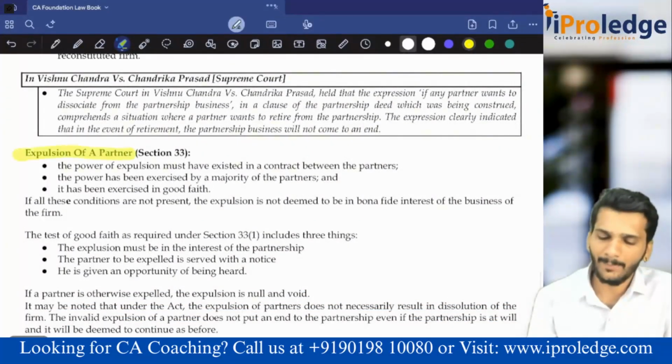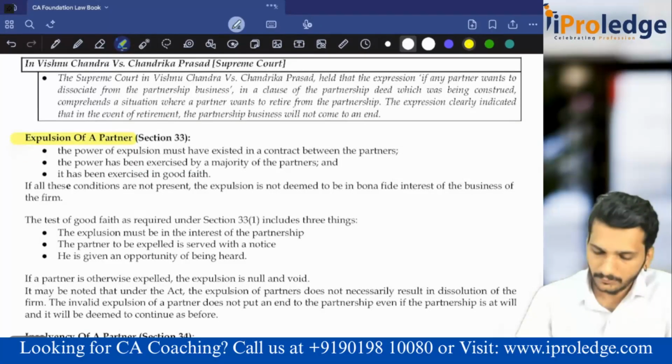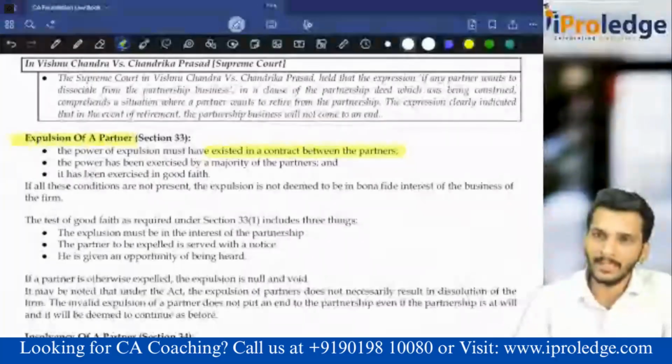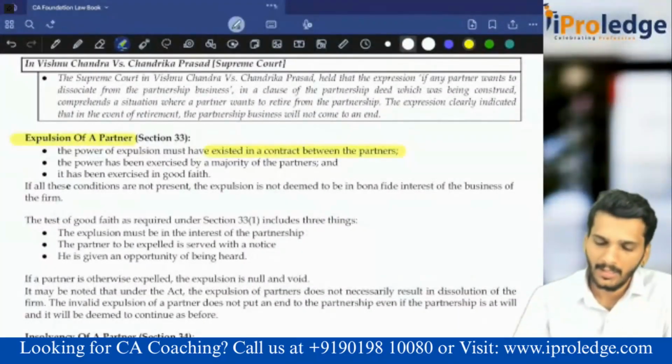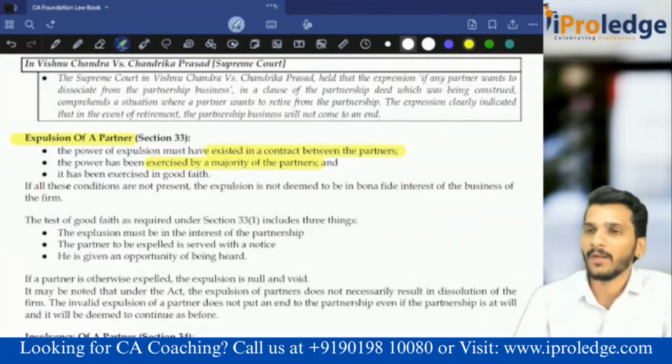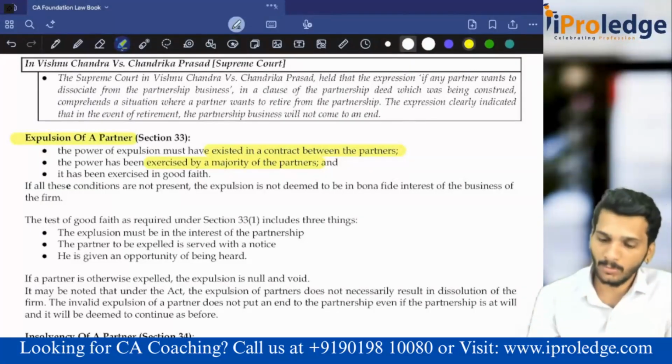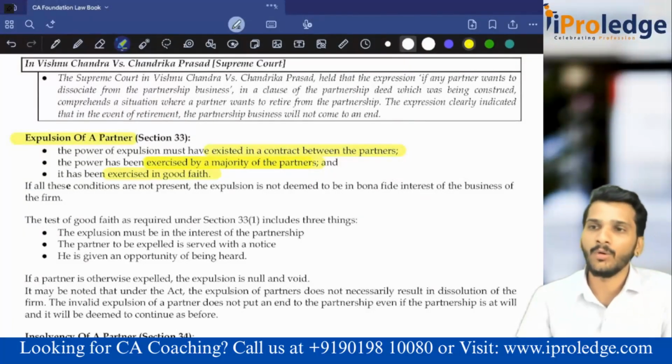Whenever you want to expel a partner, the expulsion should be provided for in the contract between the partners. That means it should be there in the partnership deed, if there is a partnership deed, and it has to be exercised by the majority of the partners. If you see here, removal and admission have to be by all the partners, but expulsion should be by the majority of the partners, and that expulsion has to be exercised in good faith. 3 things.